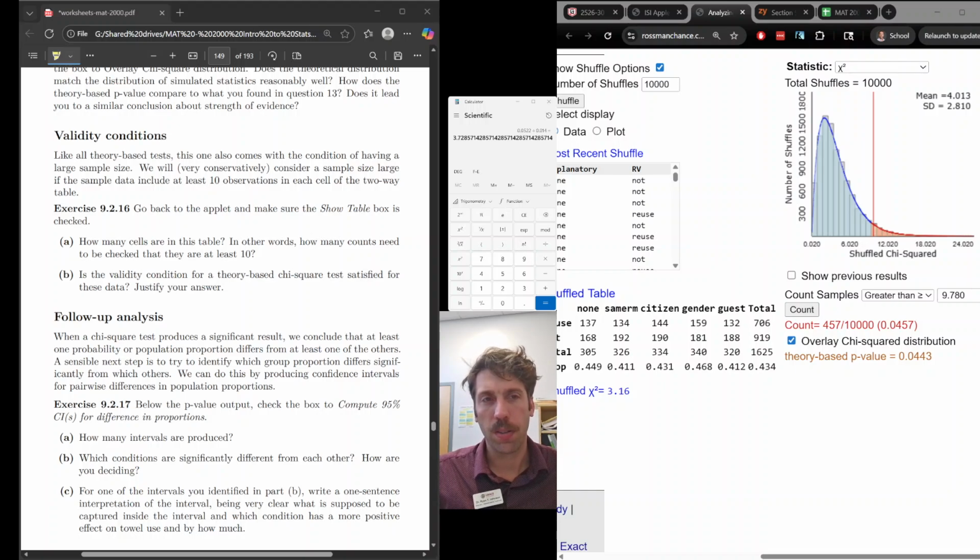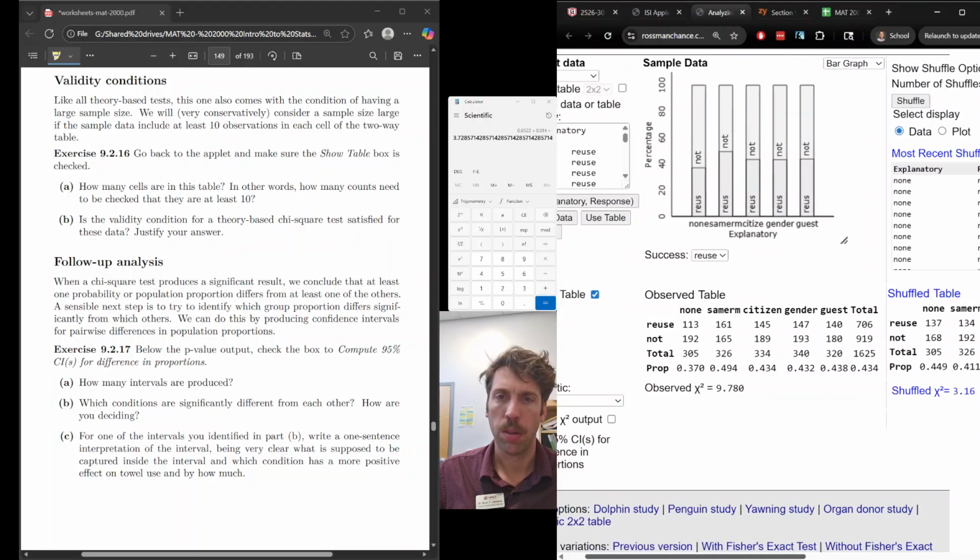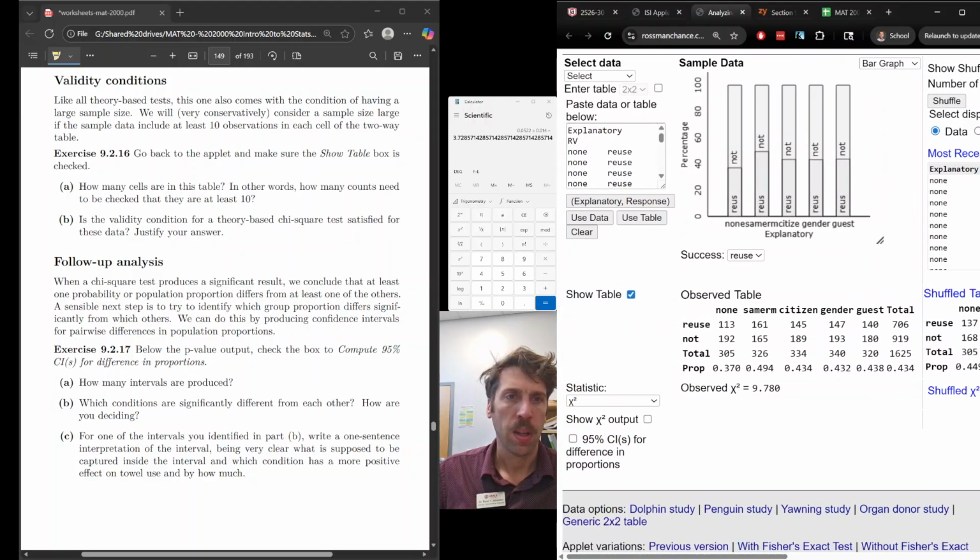Okay, this is part 3 of our videos on section 9.2. So now we're talking about validity conditions for chi-squared. Make sure we go back to the app and look at the show table. Okay, how many cells are in the table? In other words, how many counts need to be checked and that they are at least 10?